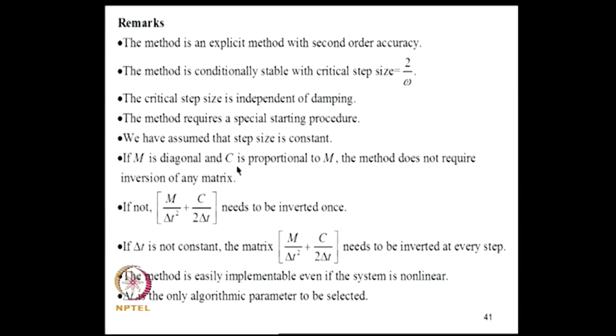If this condition is not satisfied, then we need to invert this at least once if you are using the same delta t, otherwise you have to invert this at every delta t. That is, if delta t is not constant, the matrix needs to be inverted at every step. So, this can place severe demands on computation if you are dealing with large scale problems. The method is easily implementable even if the system is nonlinear, because it is an explicit method, there is no solution of nonlinear algebraic equations as time progresses. Now, delta t is the only algorithmic parameter to be selected, and that has to be less than 2 by omega.